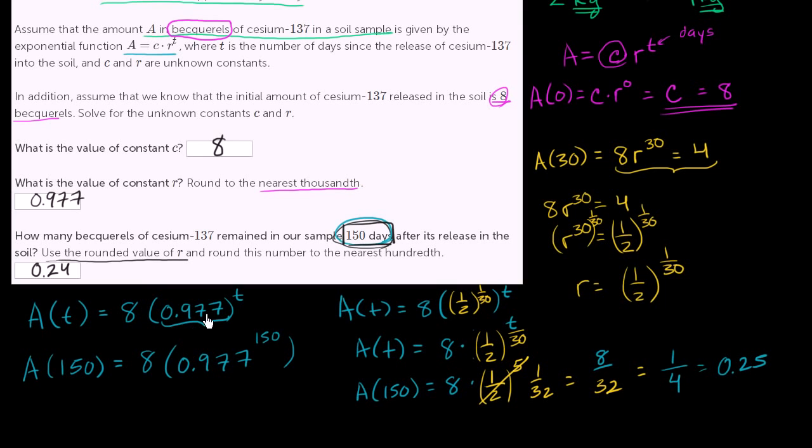So using our approximation for r, we got 0.24 when we raised it to the 150th power. So that's using our approximation a lot. We're taking 150 of these and multiplying them together. But it's not too far off from what the real value is. And they asked us to use the rounded value, but if we'd used the precise value, the actual value, we would have gotten 0.25 becquerels left over.